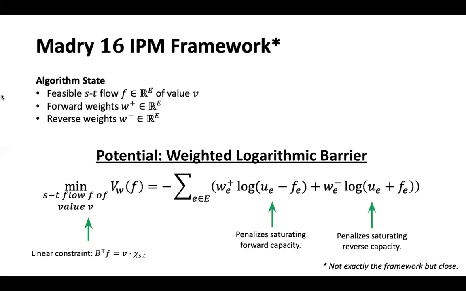Additionally, these log barriers ensure that the flow does not saturate the capacity constraints too much. Finally, the weights tell us how much we should care about each log, how much we should care about every edge saturating its capacity constraints. For an edge of a highway, we really don't want to saturate its capacity constraints.